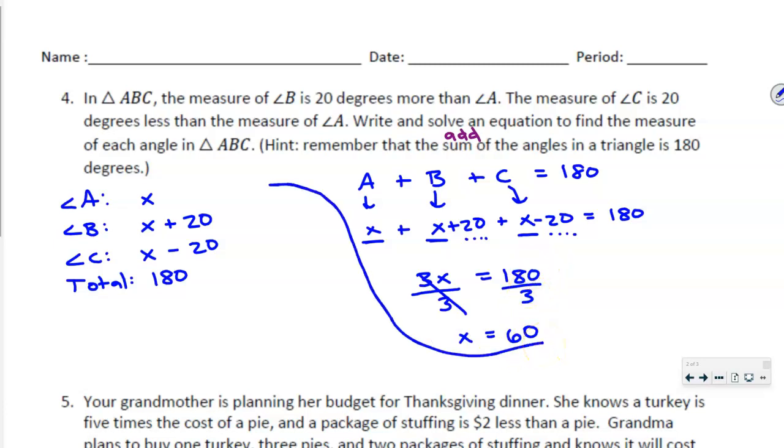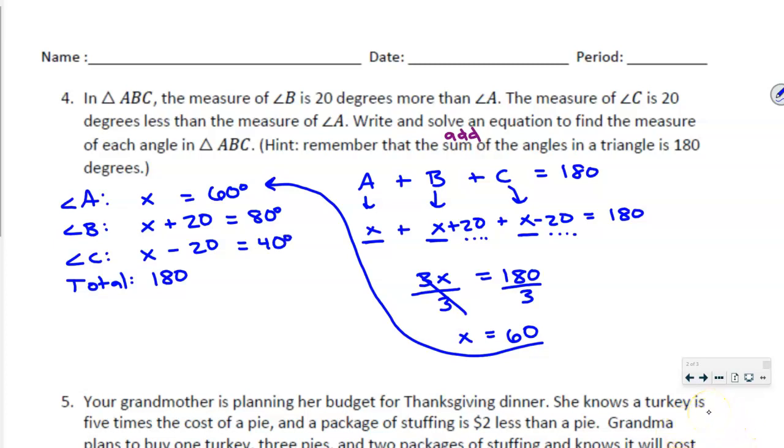Let's take that back in. That tells me that the measure of angle A is equal to 60 degrees. B is 20 degrees more than that. 60 plus 20 is 80 degrees. C is 20 degrees less than that, so that's going to be 60 minus 20, which is 40 degrees.